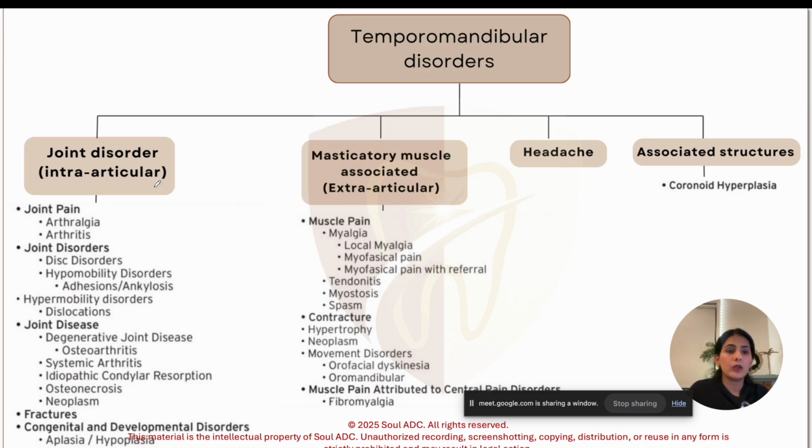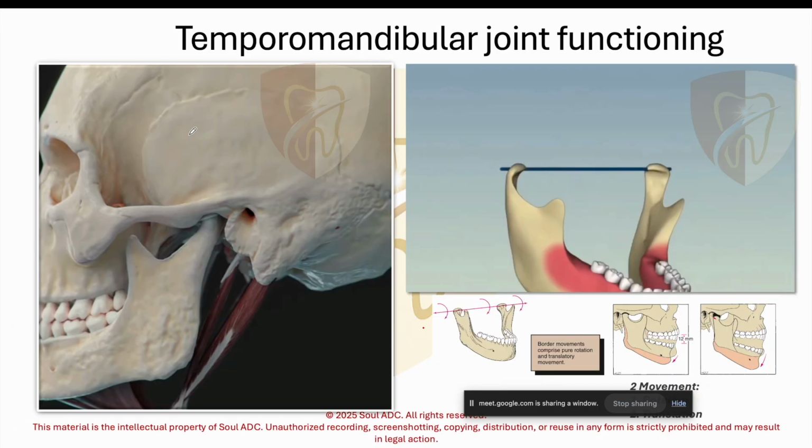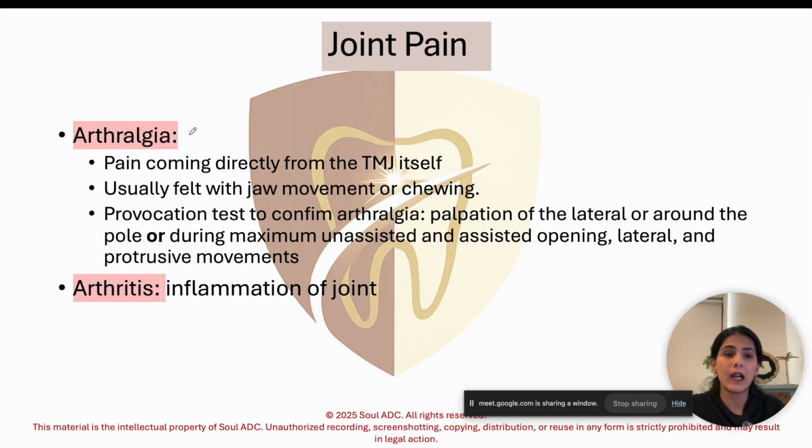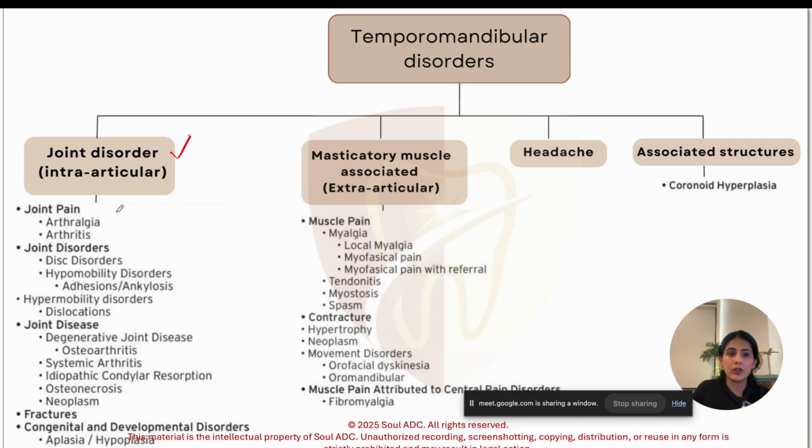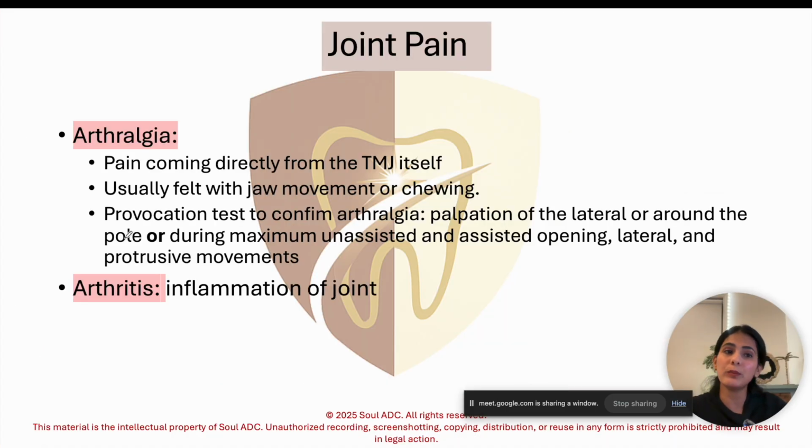Okay, so coming to your joint disorders first, let's go one by one. Now I have shown you how the basic structure looks, so I'm sure you will be able to understand when I start things one by one. The first thing is your joint pain. In joint pain, we have arthralgia and arthritis. Whenever we say algia, we are talking about pain, and arthralgia is about your joint pain. If it is myalgia, I am talking about muscular pain.